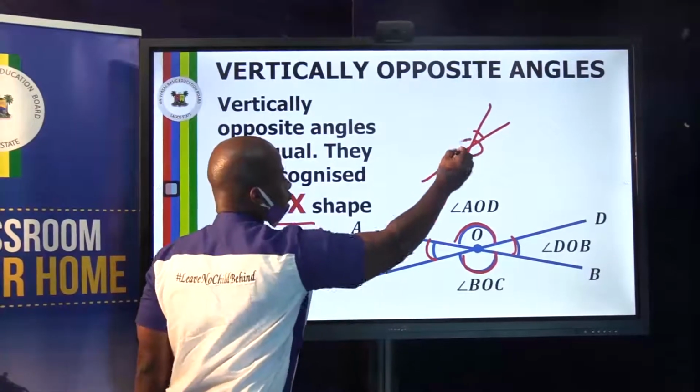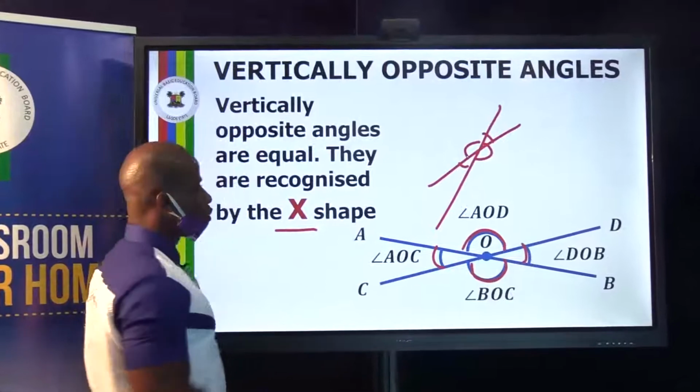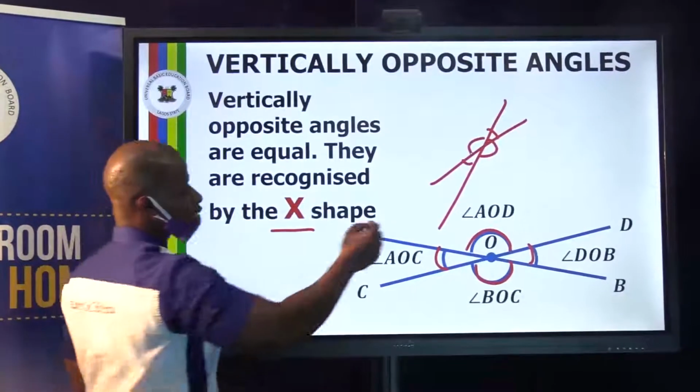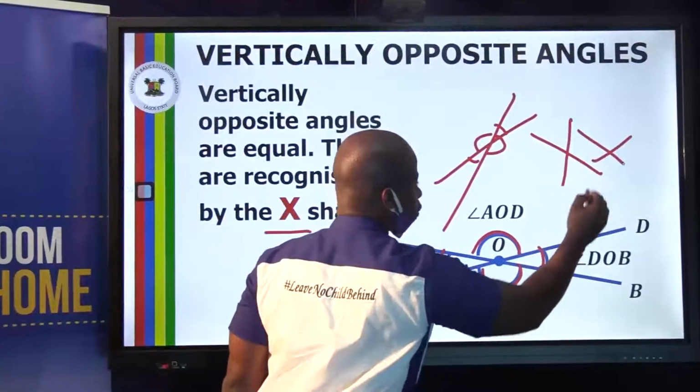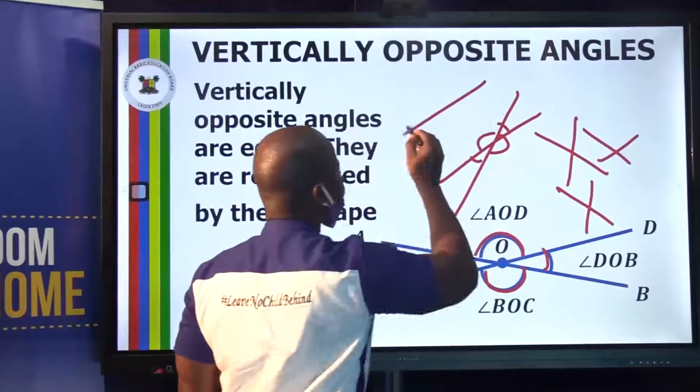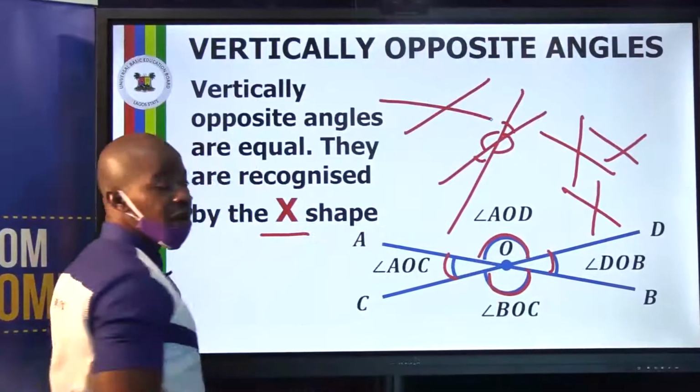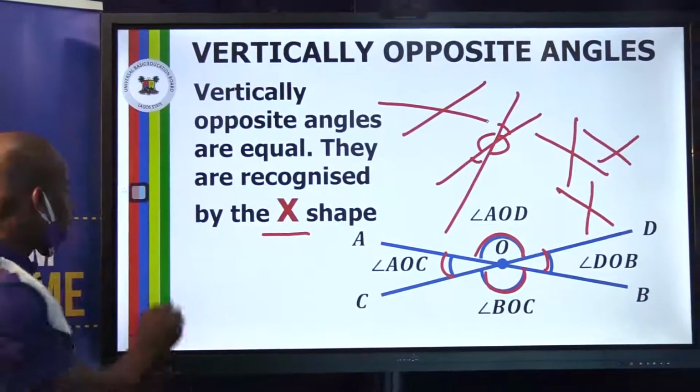This one and this one are vertically opposite and they are equal. So you recognize them with the X. The X can be drawn anyhow. It can be like this, it can be like this, it can be long, it can be flat. You will always find vertically opposite angles when you see the X.